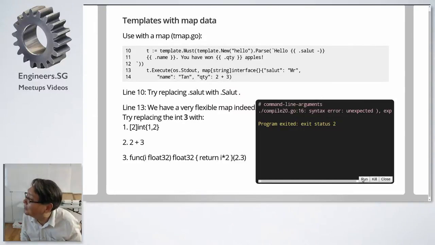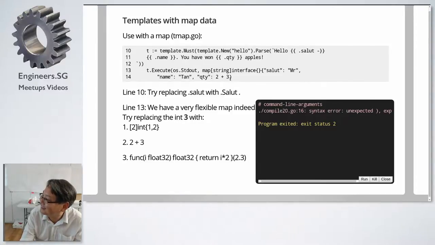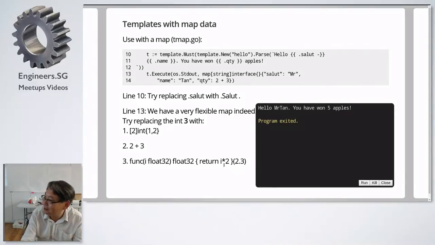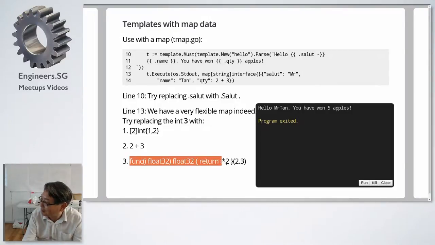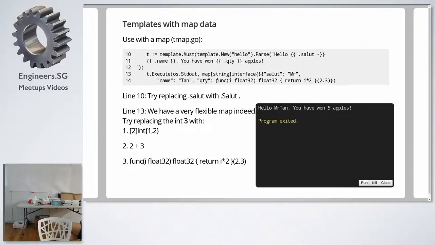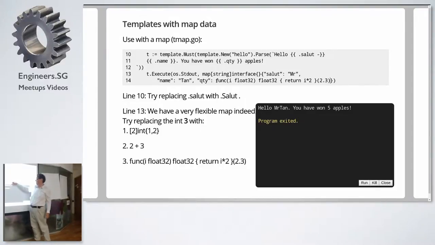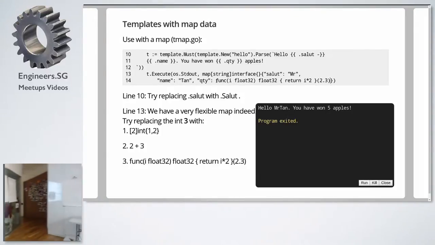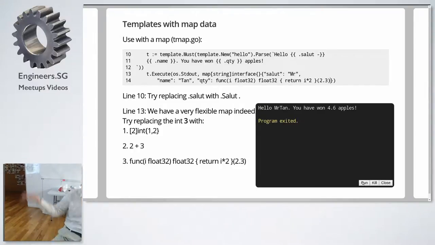You have 1, oops, what did I do? Missing curly. I killed too many. 1, 5 apples, so it stringifies it. It takes that expression and stringifies it. Now, here comes the really yucky, surprising functional programming part. Let me explain this a little bit. This is a function that takes in a float32 and returns a float32, and what that function does is just double it. And I put in the value of 2.3. So if you stringify 2.3 times 2, you should get 4.6. Yeah, okay.